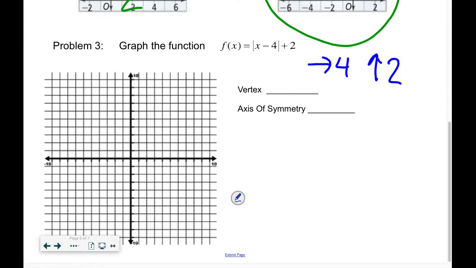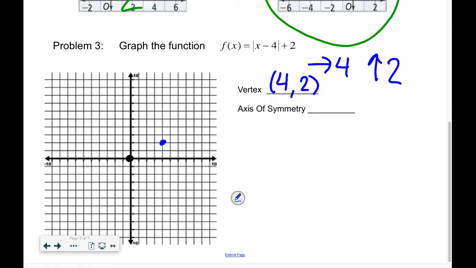Okay. Can you guess my vertex already? 4, 2. How'd you know? Because that's what the dot is. You remember your parent function? Our vertex was at 0, 0, since the absolute value of 0 is 0. Well, we're going to move that 0, 0 over 4 and up 2. So, yes, indeed, my vertex is 4, 2.